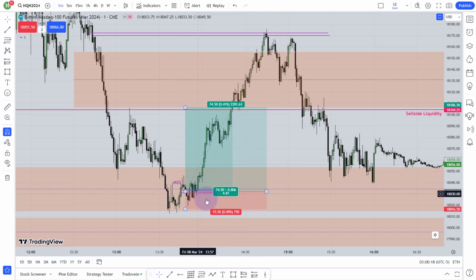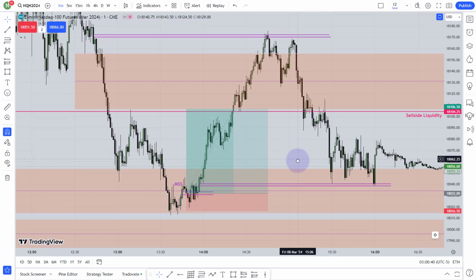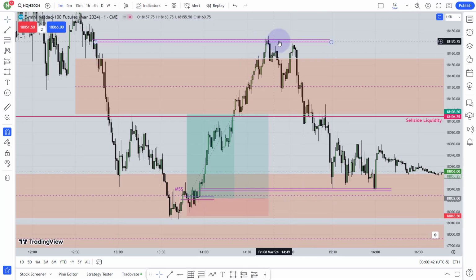Where is your first fair value gap from the 1-minute chart? Let me mark it. Okay, so this is the last fair value gap from the 1-minute chart. Is there any other fair value gap below that fair value gap from the 1-minute chart? Just let me know if you can see any other fair value gap. I can't see one, but if you can, let me know. So this is the last fair value gap from the 1-minute chart. Can you see the precision?